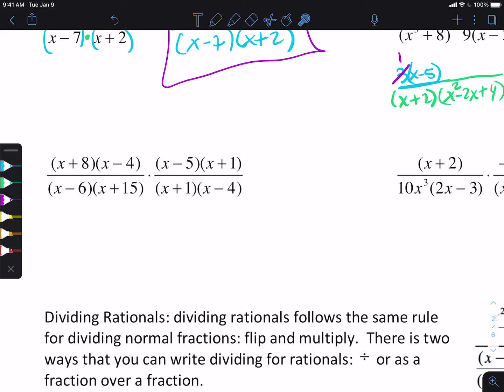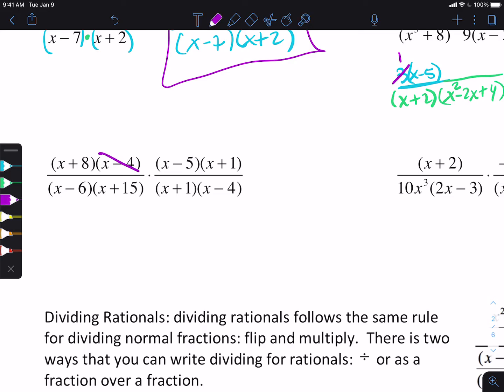Okay. If we look at this next one, we're looking for anything that's the same that's on top and bottom. Now, it can be top and bottom of the same fraction or top and bottom of the two different fractions. So top, bottom, top, bottom, top, bottom, top, bottom. All of those work. Okay?